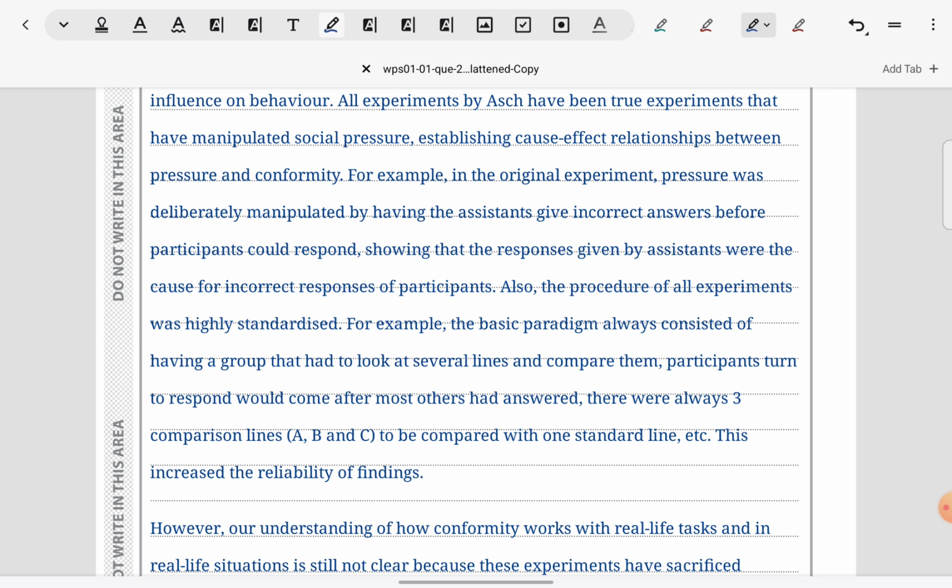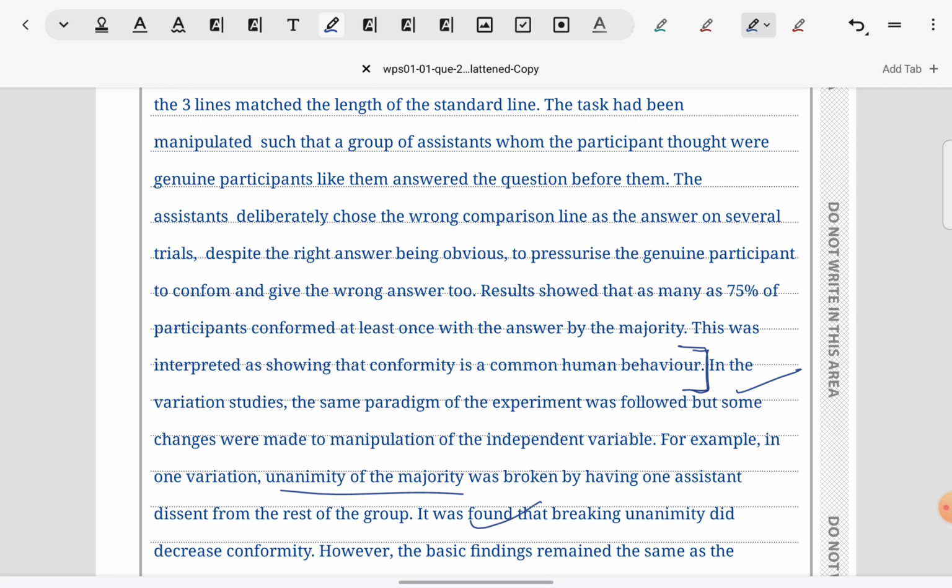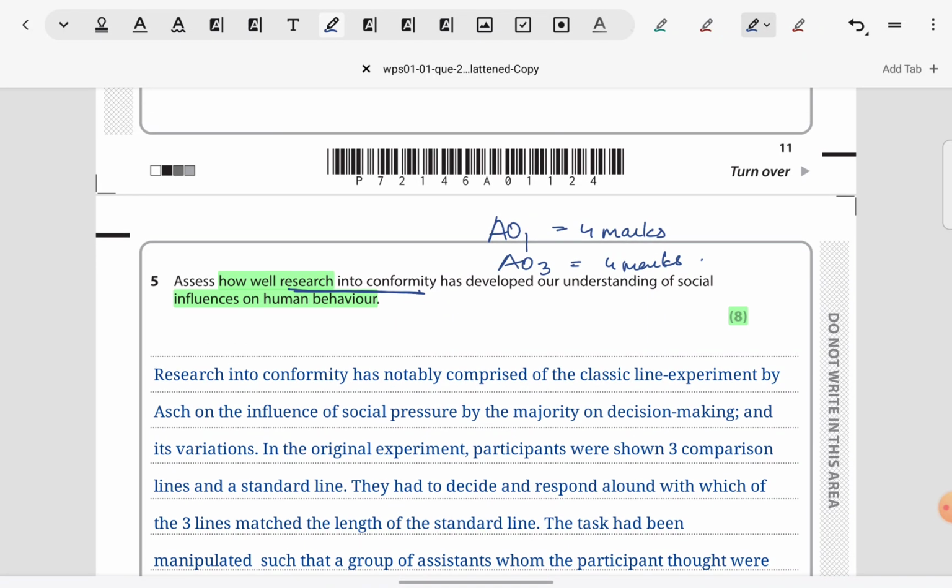Now coming to AO3, evaluation. Evaluation means strengths and weaknesses. For balance, I like to give 2 strengths and 2 weaknesses. It is not compulsory to give an equal number of strengths and weaknesses. First, keep that in mind. Secondly, what is most important when it comes to AO3 is to answer the question with the help of whatever AO3 points you're giving. So here they've asked how well research has developed our understanding.